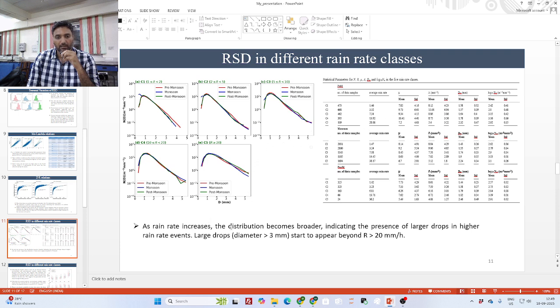Now, some important results that come out of these tables and plots is that as rain rate increases, the distribution becomes broader, which tells that as rain rate becomes high, the drop size also becomes high, and large drops, that is diameter greater than 3 mm, start to appear beyond a rain rate of 20 mm per hour. So over Delhi, you will not see large drops, that is drops with diameter greater than 3 mm, in rain events which have a rain rate less than 20 mm per hour.